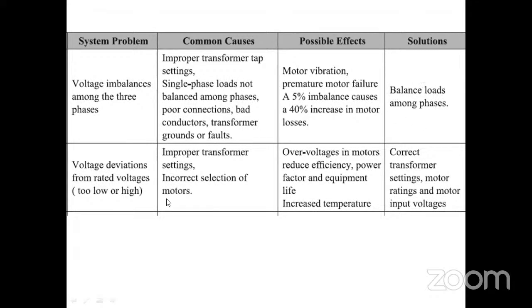Voltage deviations from rated voltage. Improper transformer settings may be a cause. Possible effects: over voltage in motors, reduced efficiency, reduced power factor and equipment life, and increased temperature. Over voltage reduces efficiency, power factor and equipment life, and also increases temperature. So correct the transformer settings, motor ratings and motor input voltages.